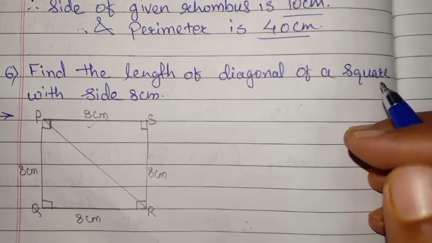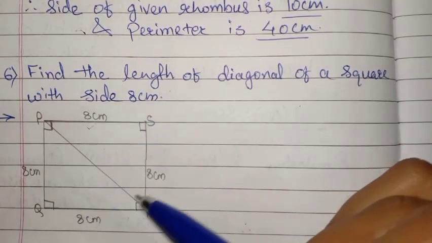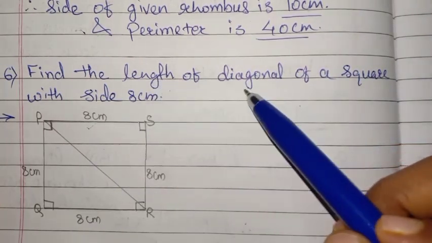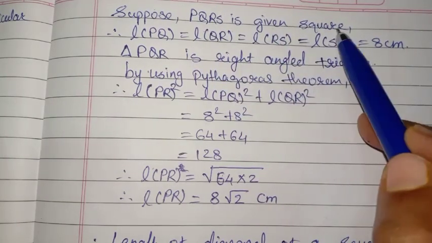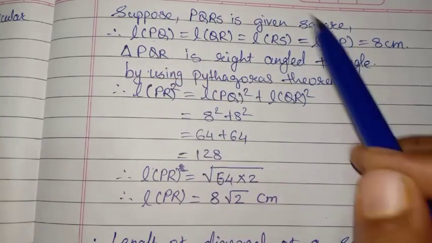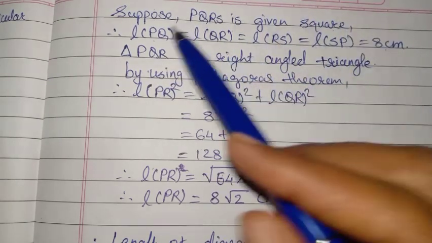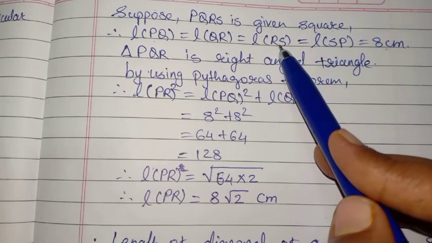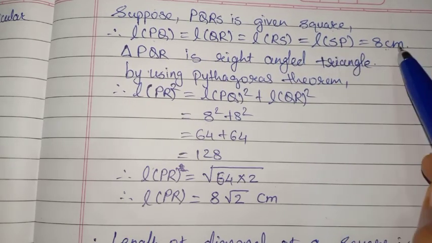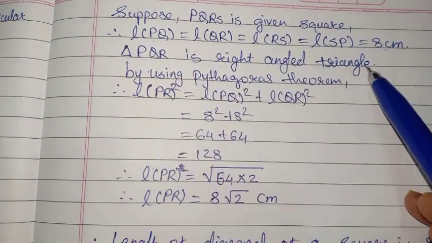Question number 6. Find the length of diagonal of a square with side 8 centimeters. First of all, we will draw a rough figure like this. We have to find length of diagonal. See children, suppose PQRS is given square. So, if it is square, then all four sides will be of equal measure. All four sides congruent. So, we will write it here. Length PQ is equal to length QR is equal to length RS is equal to length SP, which is equal to 8 centimeters. Triangle PQR is right angled triangle.